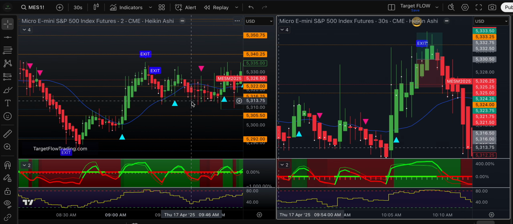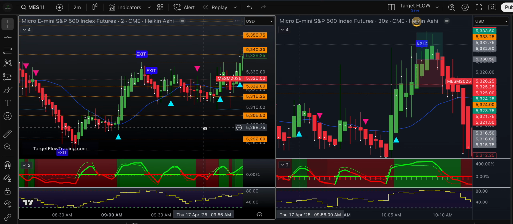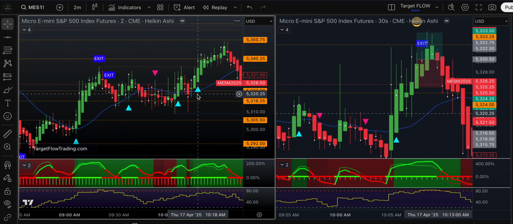So again, 1 or 2 trades a day. We already saw the good moves this morning on those. It's totally up to you if you want to take those. Okay, here's another one here at 1018.